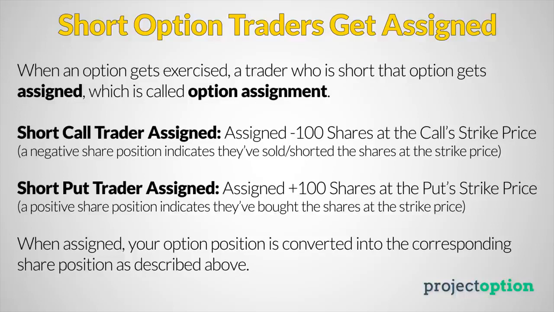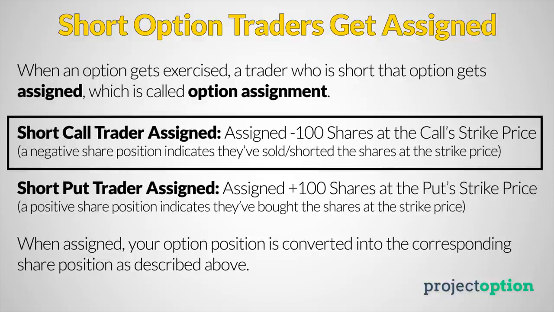So if I exercise a call option, I buy 100 shares of stock at the strike price, and that means somebody who was short that same exact option is selected at random, because there could be thousands of people who are short that option that I exercised.